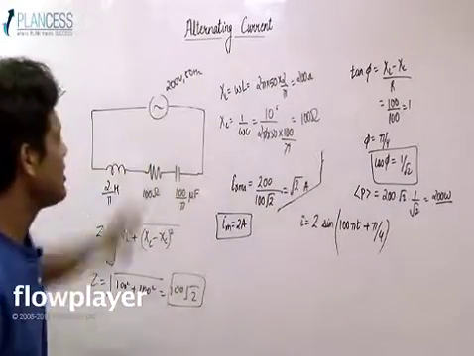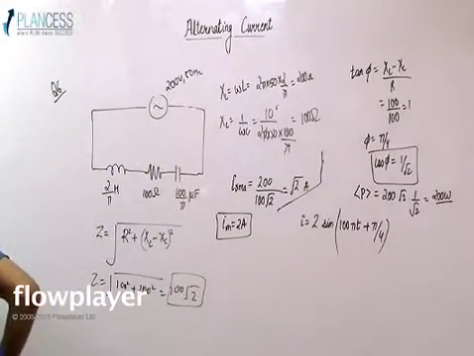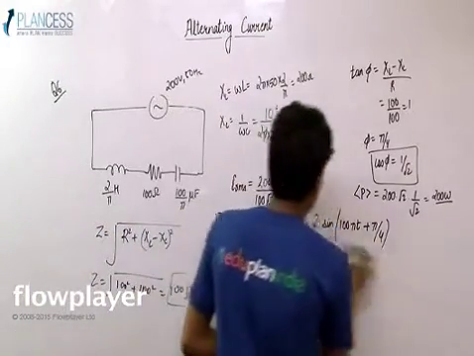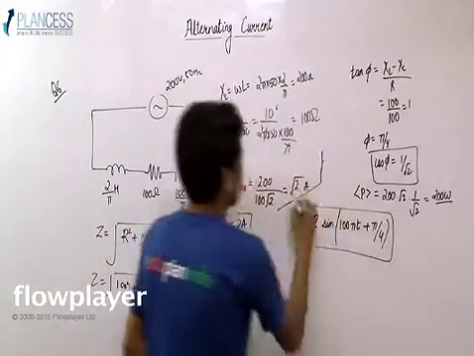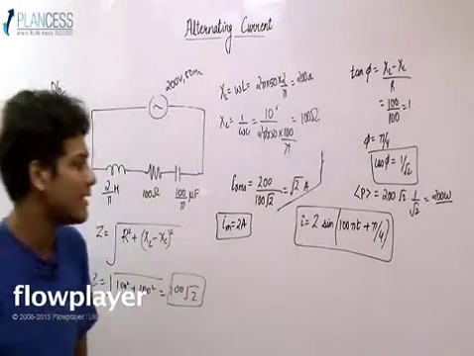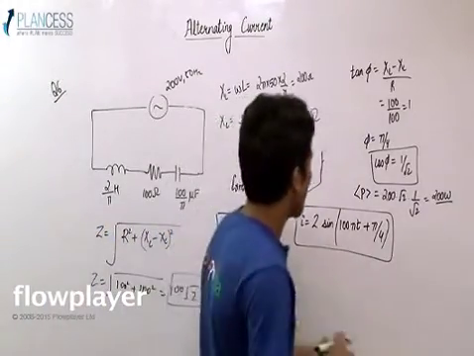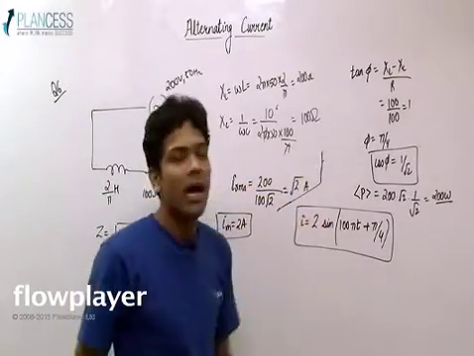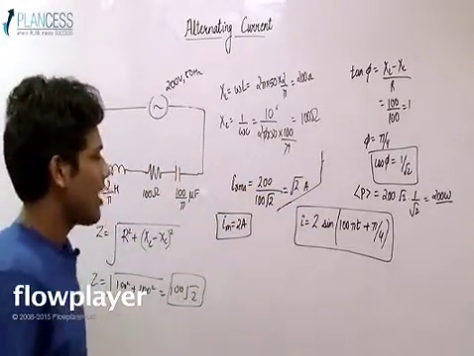Since V is given, I is equal to 2 sin(100πt + π/4). This is the formula for the instantaneous current, because the power factor angle, that is the phase angle between I and V, is this. So this is the value of I.